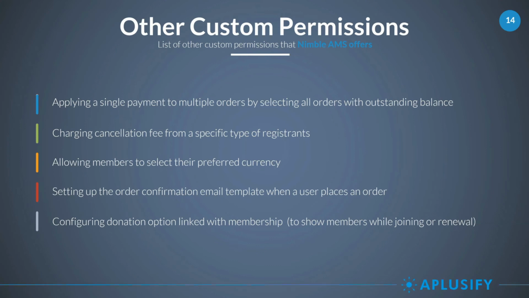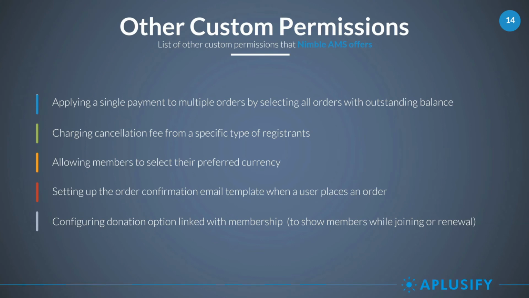Then there is a permission which allows your members to select their preferred currencies, because you may have members globally who have joined your association or nonprofit, and they want to make their payment in their preferred currency. Someone in Europe may want to pay in euro, someone in the UK may want to pay in pounds. So this feature allows the members to select their preferred currency. A very demanding feature, and a lot of clients prefer it.